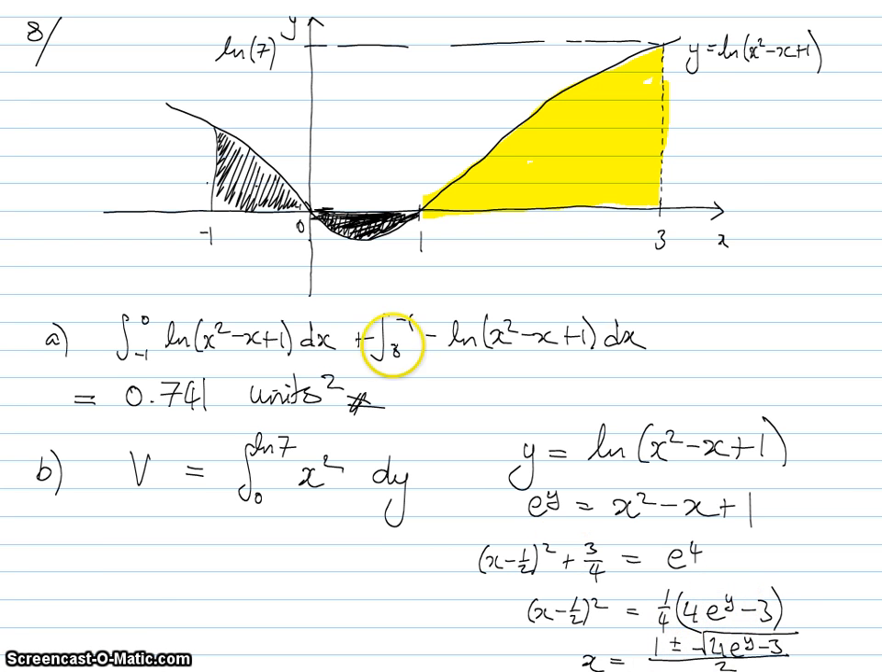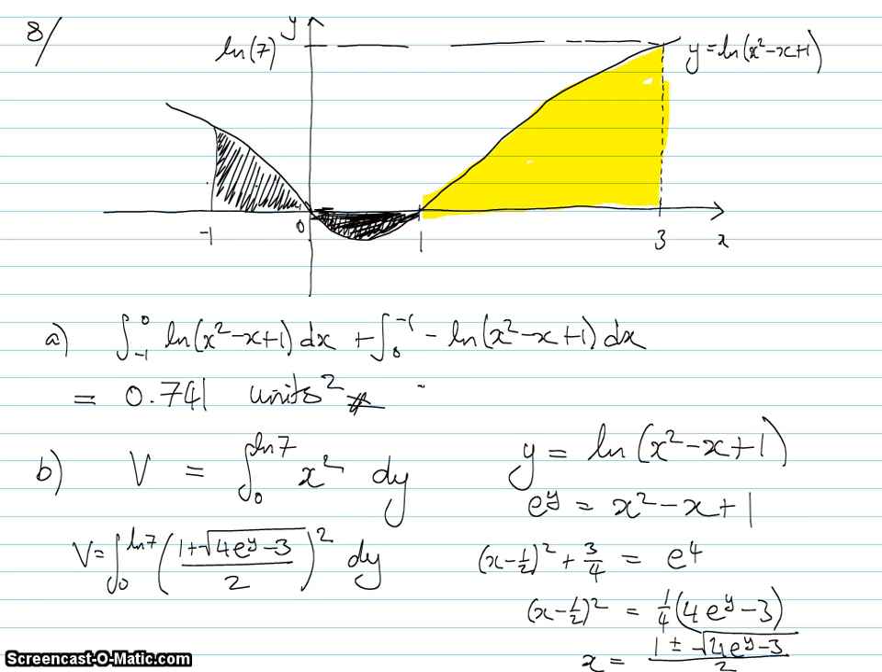Now, plus or minus, well, if you look at it, I am looking for the bigger x, the x larger than the turning point, so I'm going to want positive here. So my volume is V equal to the integral from 0 to ln 7 of (1 + the square root of (4e^y - 3)) all over 2, whole thing squared, dy.